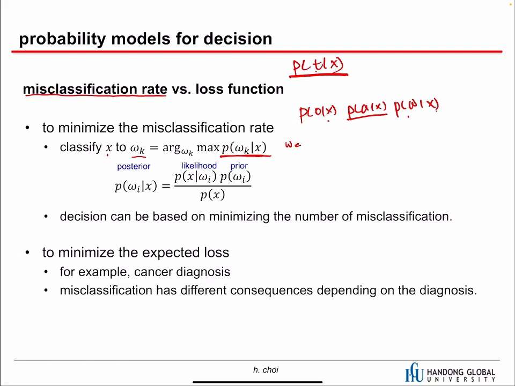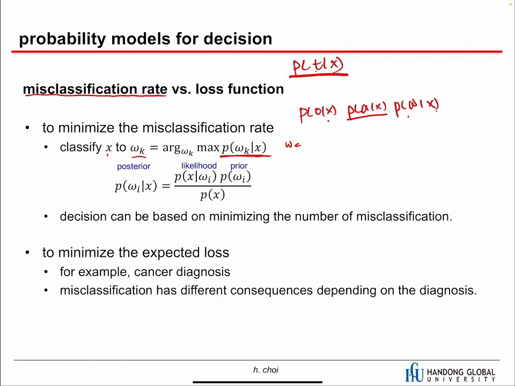But this is not enough sometimes. Sometimes we want to minimize the expected loss. So instead of maximizing the accuracy, there is another kind of criterion here. So for example, think about cancer diagnosis. Then misclassification has different consequences depending on the diagnosis. Okay, so there are two types of misclassification. We're going to talk about these two different types, but let me talk about them briefly.